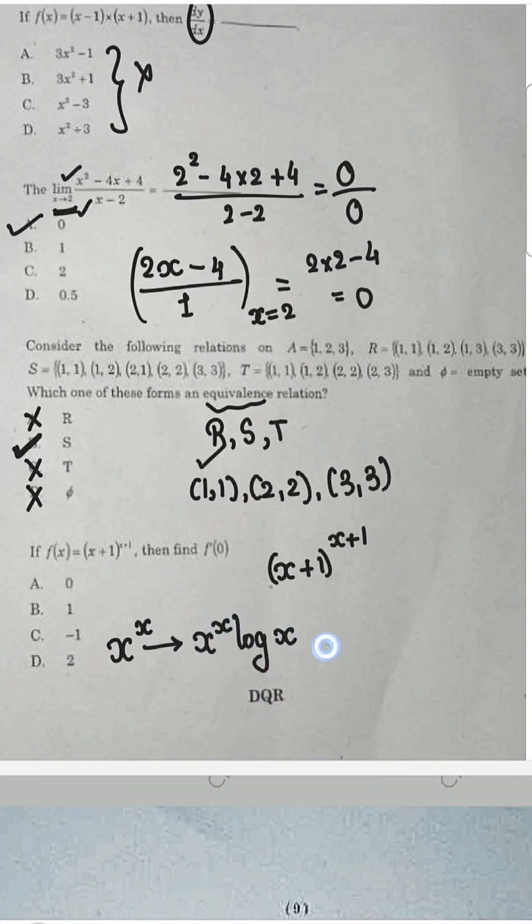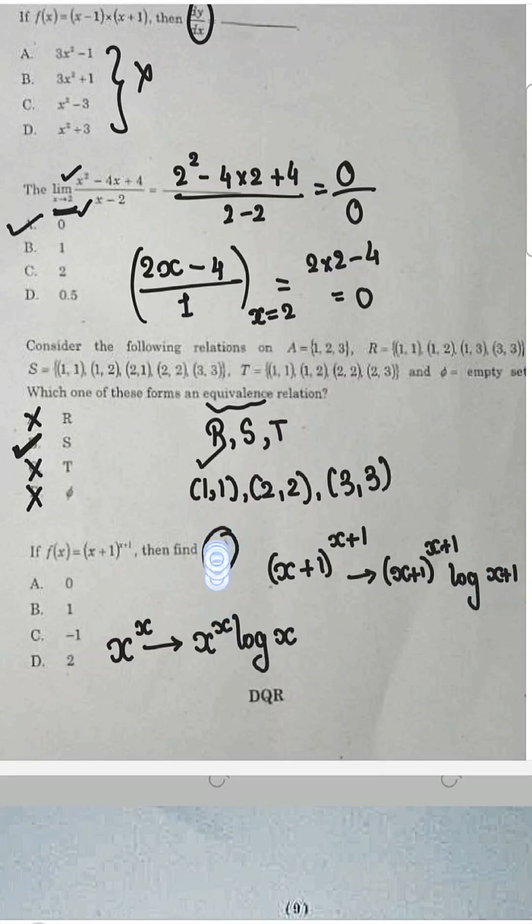x raised to x log x. In place of x, they are writing x plus 1. So I would say the derivative of this would be x plus 1 power x plus 1 and log of x plus 1. Right? So if x raised to x derivative is x raised to x log x, then here it is x plus 1 log x plus 1. So this is the derivative.